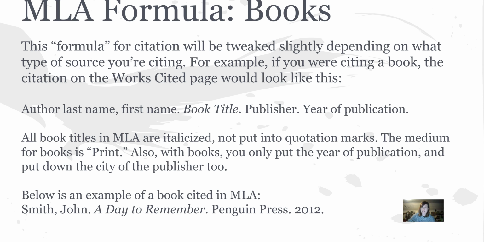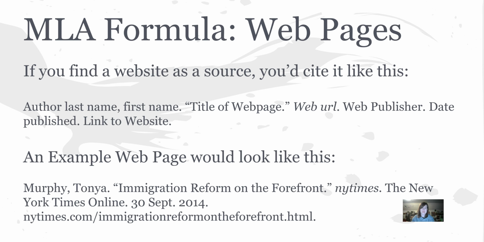It's pretty easy. It used to be a lot longer, like you had the medium, you had the publishing city, state. Now MLA is like, no, we don't need any of that. We just want to know who the publisher is, when was it published, what's the title, what's the author. It's like, got it. Keep it simple.